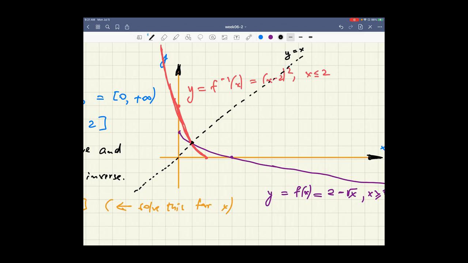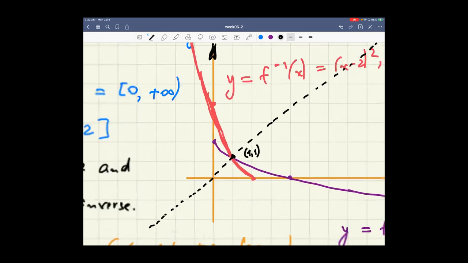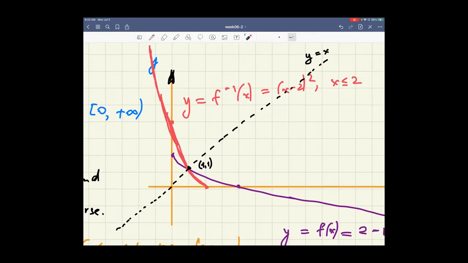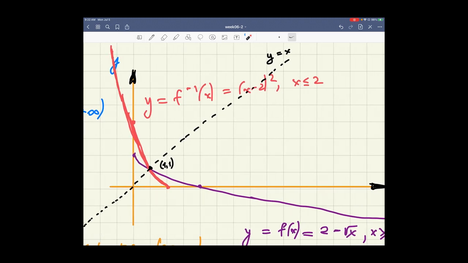They, of course, all three of them intersect at the point 1, 1. And you can see that whenever you take a point on the graph of one of these, they're mutually inverse to each other. If you take a point on the graph of x minus 2 squared, the mirror image of that point will be on the graph of 2 minus root x. They're symmetric about the line y equals x.